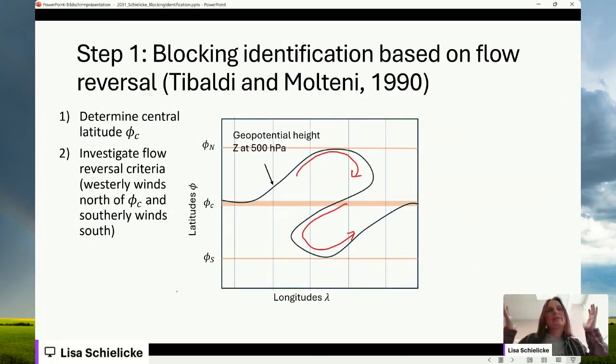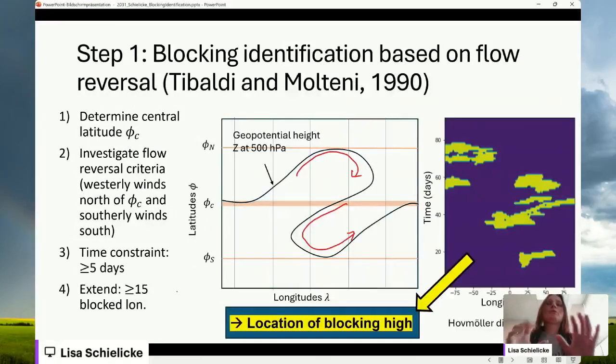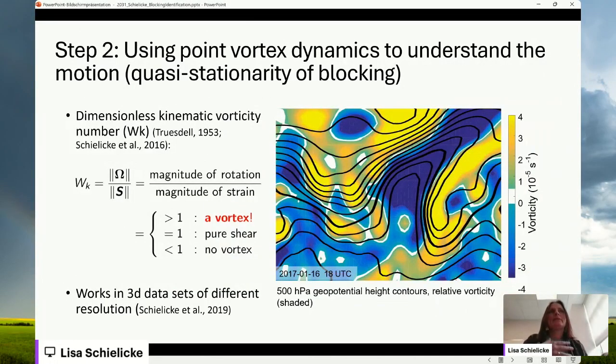And then blocking is a large-scale pattern, so we assume that there are at least 15 blocked longitudes, and that the block lasts relatively long, for at least 5 days, which gives us a pattern of longitudes over a long time, a Hovmöller diagram of blocks. And these yellow regions here are blocking regions, and this helps us to determine the location of the blocking. In the next step, we use kinematic methods and point vortex theory to investigate the block. First, we have to identify the vortices. What I plotted here is the geopotential height pattern in black.